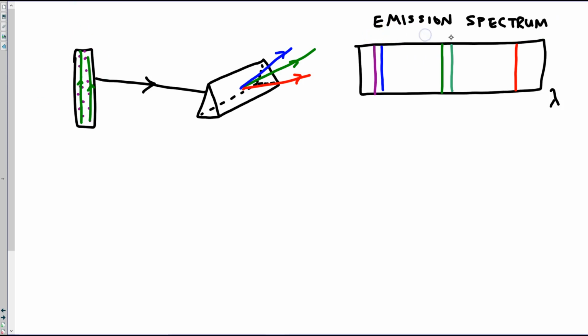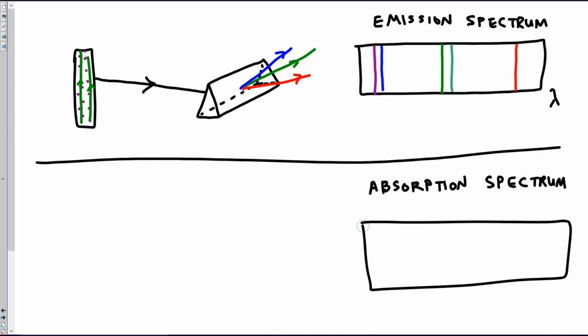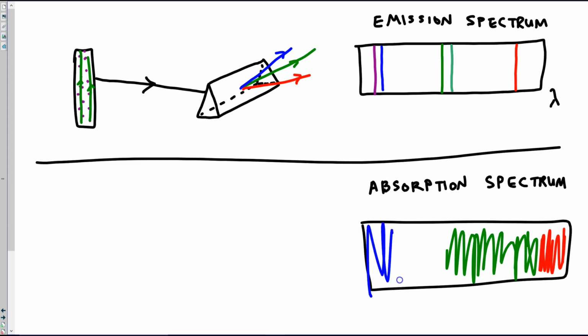Okay. However, there's another way to do this. You can also generate an absorption spectrum. That's by having the light absorbed by the molecules or the atoms. So you start out with every color. Imagine this is completely filled in, right? You've got reds over here. You've got greens perhaps in the middle. It's like a continuum. Blues here.